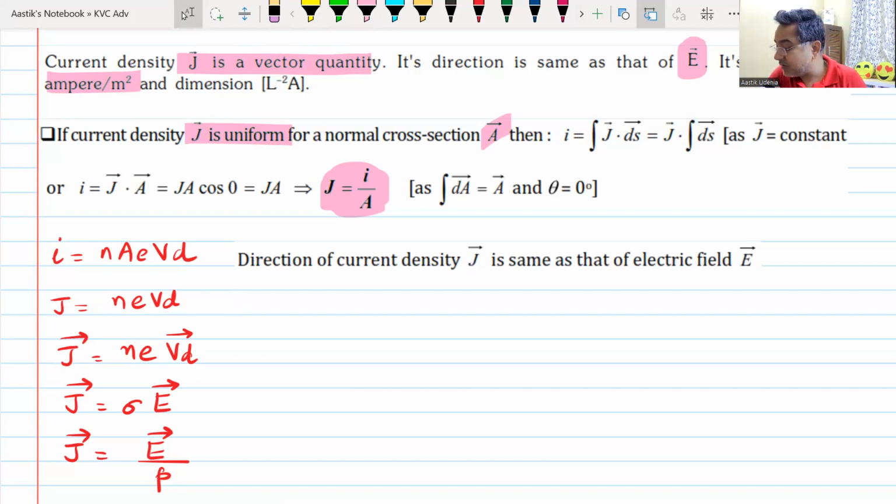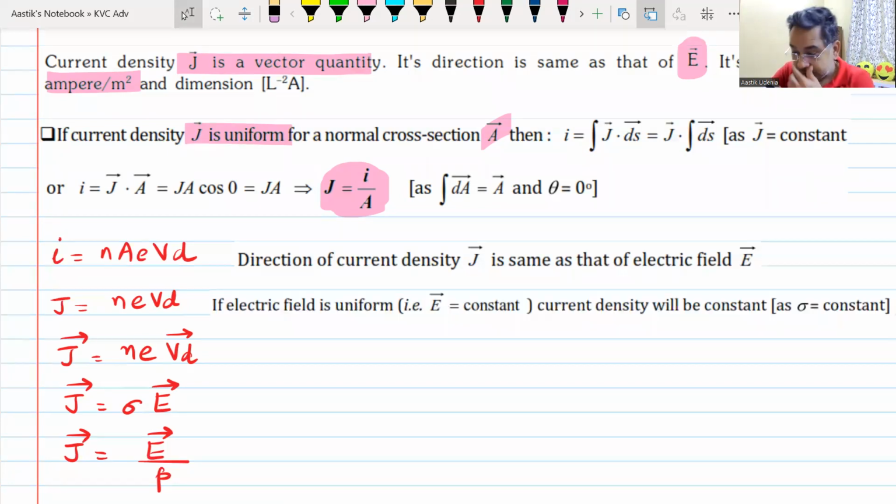Write down all these points and we will be able to understand them. Up till now, what all terms have we understood? I, J, vd, E and V. Sigma and rho are the two terms that we have not understood. Don't worry, time will come when we'll be able to understand them.